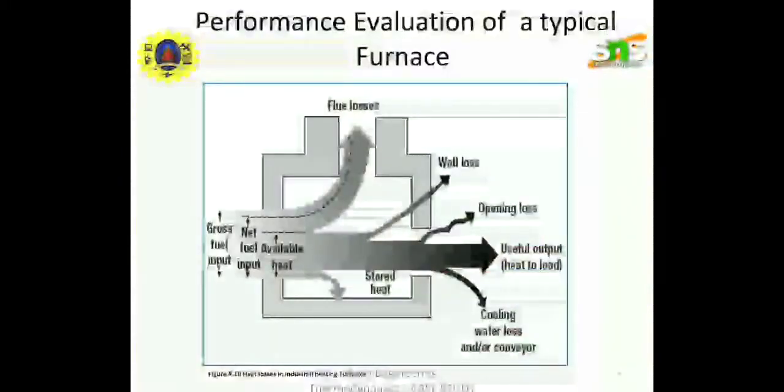Performance evaluation of a typical furnace. Here is the heat loss in an industrial heating furnace. Gross fuel input and net fuel input. This is the available heat. Then the wall loss, opening loss, useful input and cooling water loss, or this is the conveyors.